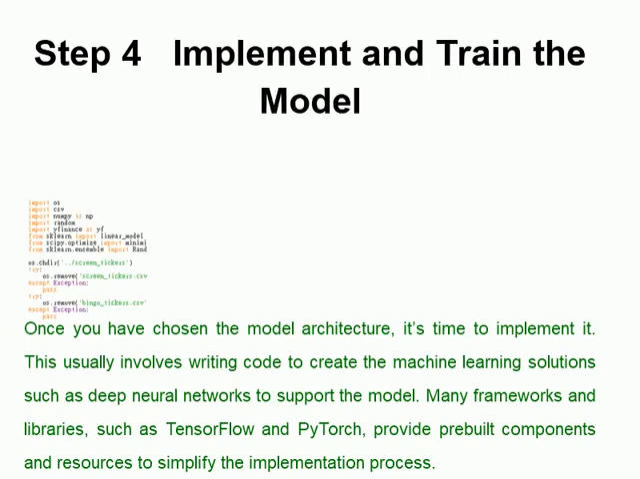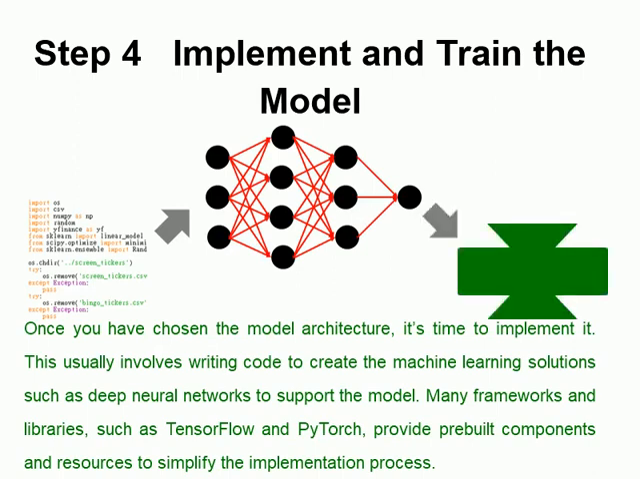Once you have chosen the model architecture, it's time to implement it. This usually involves writing code to create the machine learning solutions such as deep neural networks to support the model. Many frameworks and libraries, such as TensorFlow and PyTorch, provide pre-built components and resources to simplify the implementation process.